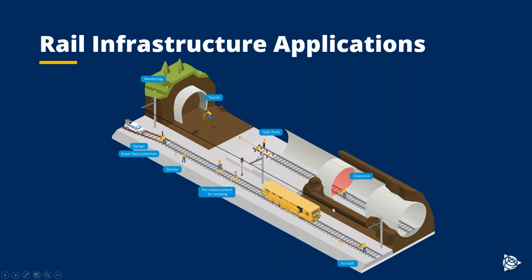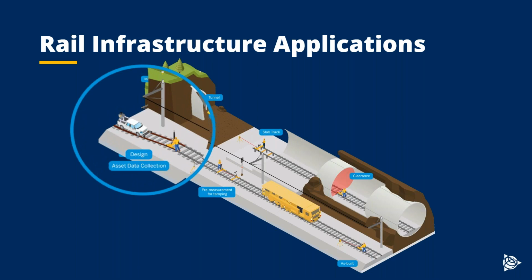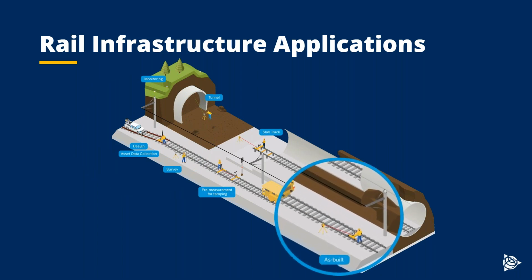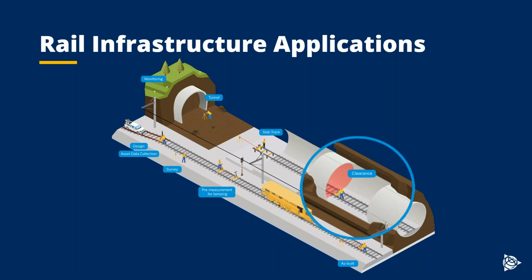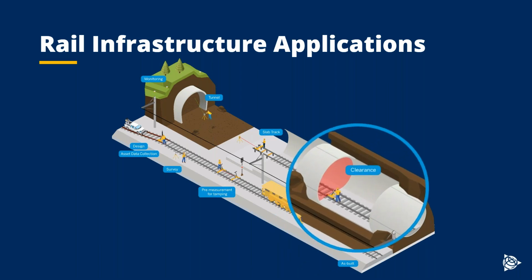So this illustration shows all the rail infrastructure applications we currently support with our Trimble GEDO system. And today's presentation is focusing on the scanning functionality of our system, particularly scanning involved in the design phase, in the asset data collection phase. Then when the track is built and we do as-built surveys and document what has been built with a laser scanning system, all the way to looking into the clearance application.